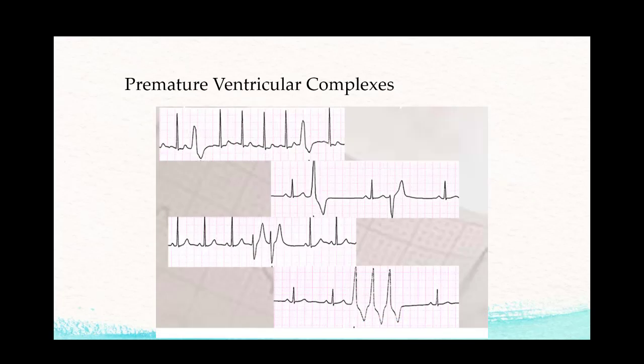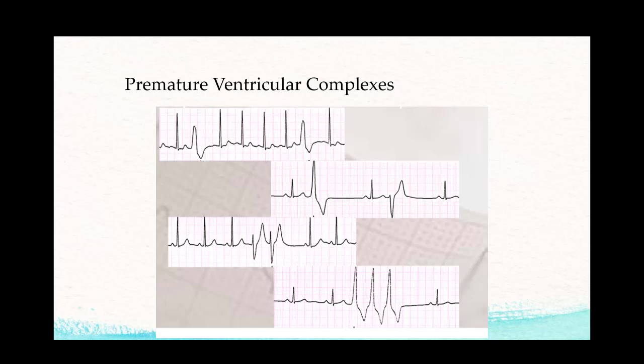Okay, PVCs. This is what PVCs look like. A PVC is a widened complex, and they can come from the same place. This is what PVCs look like in the top strip that are coming from the same place. They look the same. The second strip, these are PVCs that are coming from different places because they look different. So you can have PVCs happen just randomly. You can have them happen together as two in the third complex, and that's called a couplet.